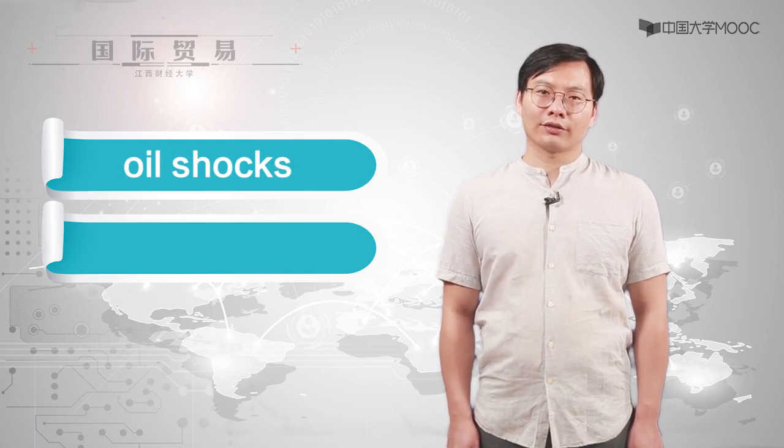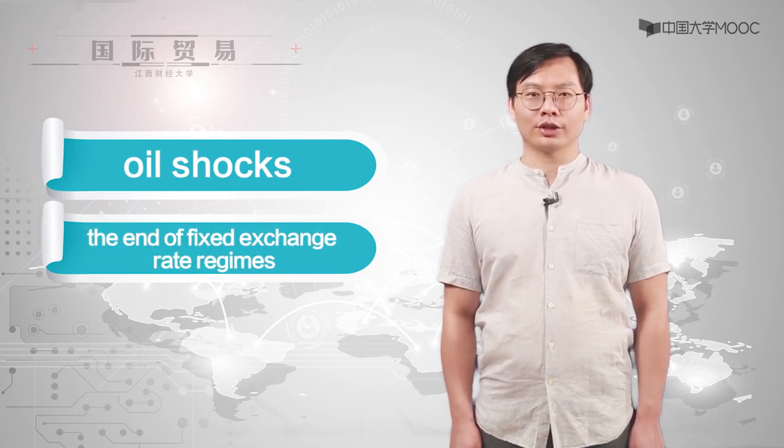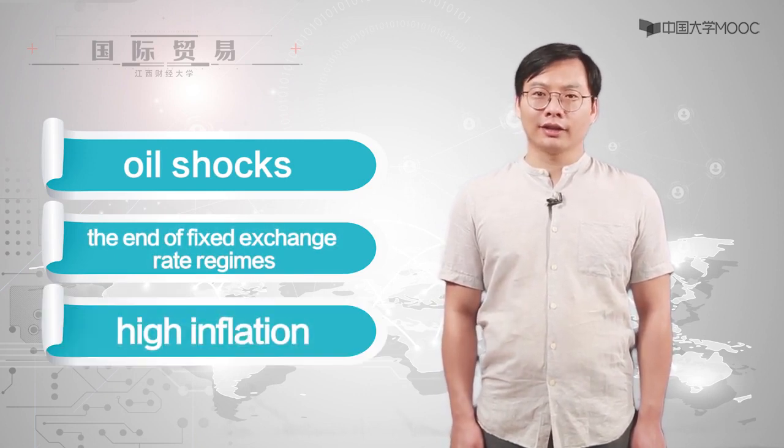The late 1960s and 1970s presented a series of macroeconomic challenges to the U.S., including the oil shock, the end of the fixed exchange rate regime, and high inflation. These challenges disrupted U.S. industries. Import competing industries were struggling during the 1960s and 1970s. They pushed the government to reconsider the trade liberalization framework.